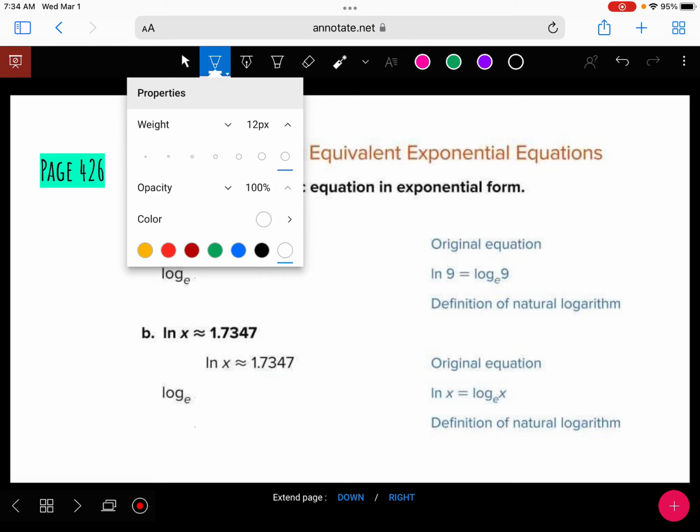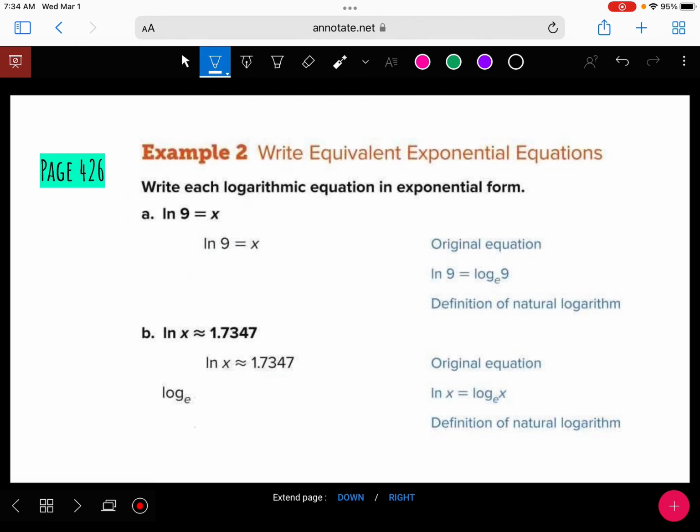So this is page 426. And I know it's got little spots for you to write, but I feel like it's a whole lot easier if I write the whole thing and we do it that way. So we've got the ln of 9 equals x. So the natural log of 9.